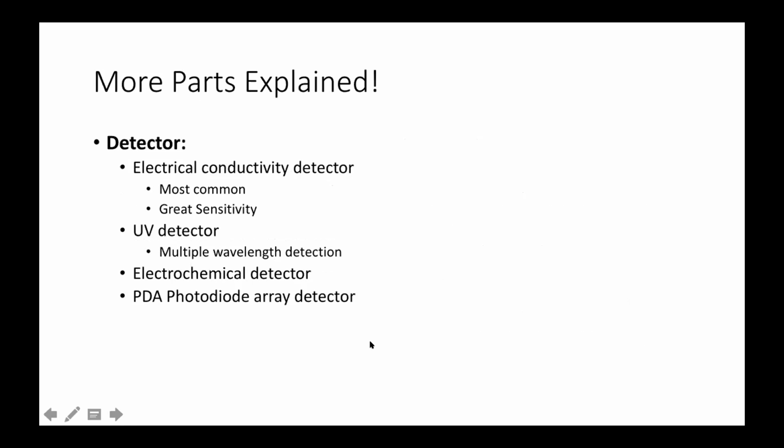Okay. So for the detector, every single thing that I found was an electrical conductivity detector. I would say that it was definitely the most common, and that's because it has the greatest sensitivity. That's really important when you're trying to look at affinities and attractions and stuff like that. A few other types of detectors that could be used are a UV detector, an electrochemical detector, or a PDA, photodiode array detector. There were a few other ones, but honestly, I only ever saw the electrical conductivity detector being used for this.